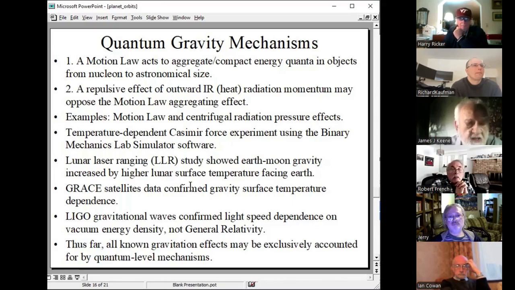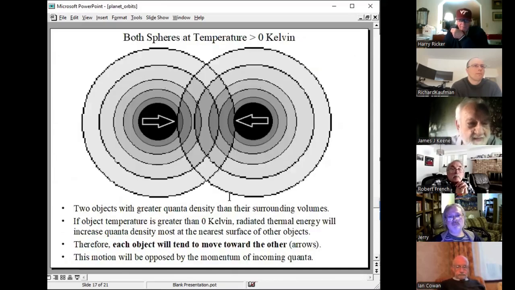The lunar laser ranging study showed that the Earth-Moon gravity increased at higher lunar surface temperature facing Earth. I also analyzed the gray satellites, which confirmed that gravity surface temperature dependence again. Here we have both spheres at a temperature greater than 0 Kelvin, and they're emitting radiation. So where is going to be the area of higher energy density? Between the two objects. That's why they're attracted to each other. It's not directly related to the mass of these objects.